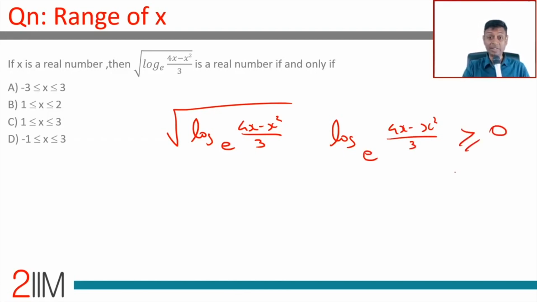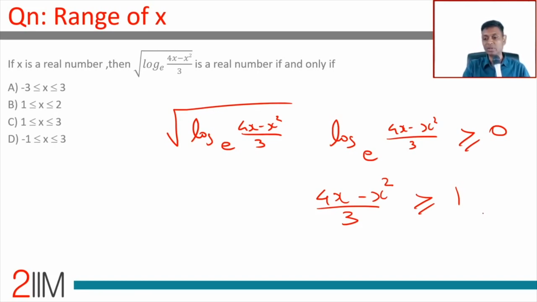Brilliant. Only then can we find the square root. Now let's go to the next step. Log of something is greater than or equal to 0, or that something, (4x minus x square) by 3, should be greater than or equal to 1. Log 1 to the base e is 0. Anything more than 1, the log of that number will be greater than 0.